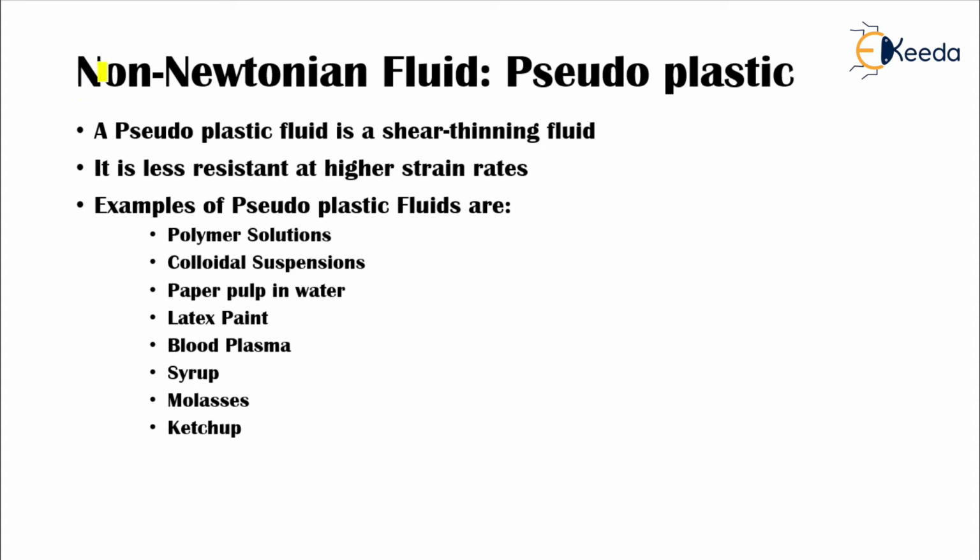Next is non-Newtonian fluid which is pseudoplastic. This pseudoplastic fluid is also known as shear thinning fluid. That means it has less resistance at higher strain rate. If we increase the strain rate, its resistance will decrease. There are many examples like polymer solutions, colloidal suspensions, paper pulp in water, latex paint, blood plasma, syrup, molasses, and ketchup. Ketchup is actually a classic case because ketchup can behave like many fluids. With respect to time, it will vary its properties.